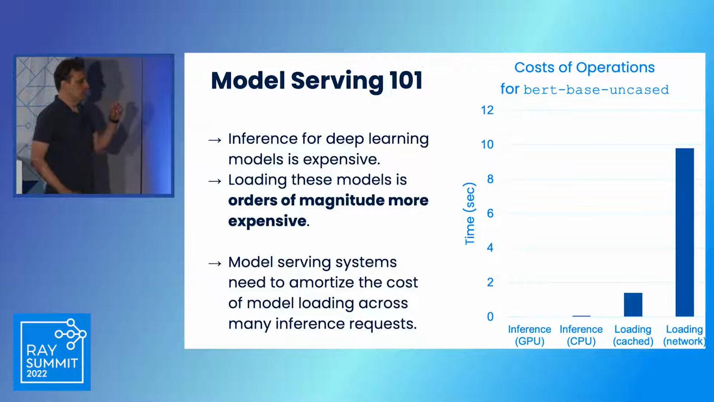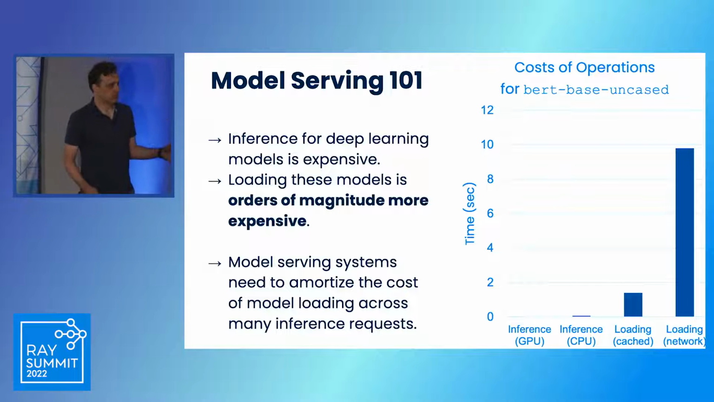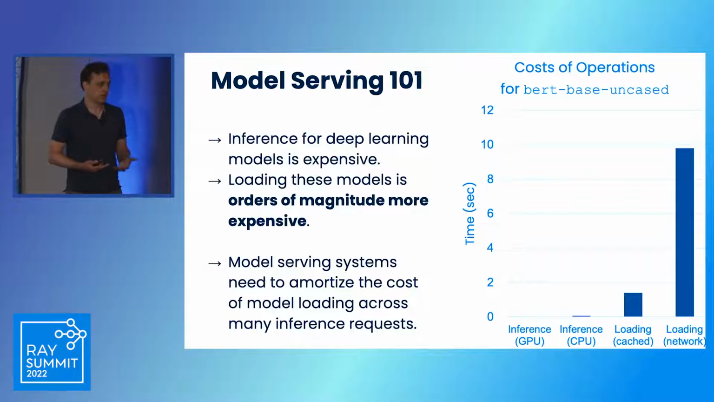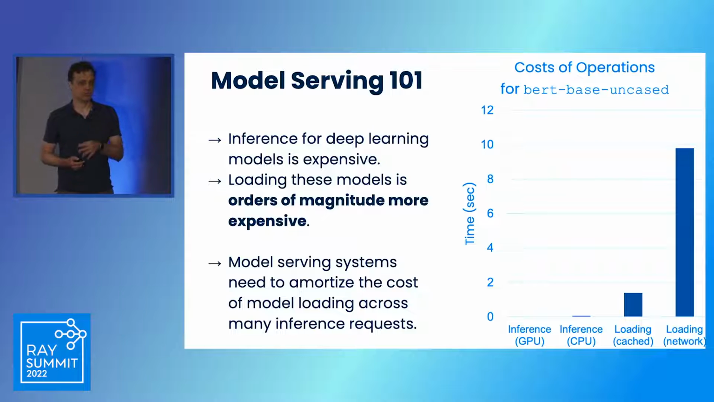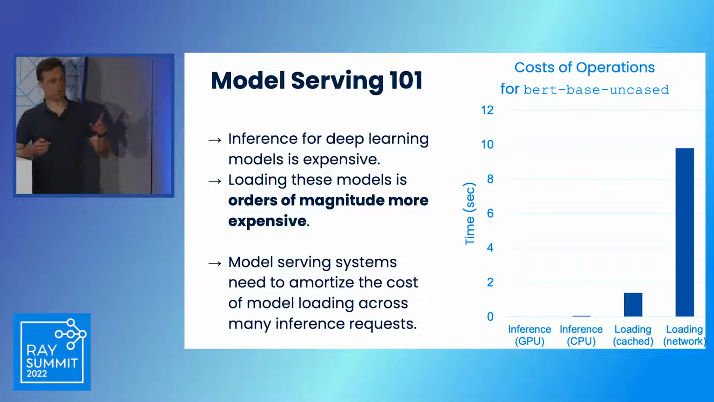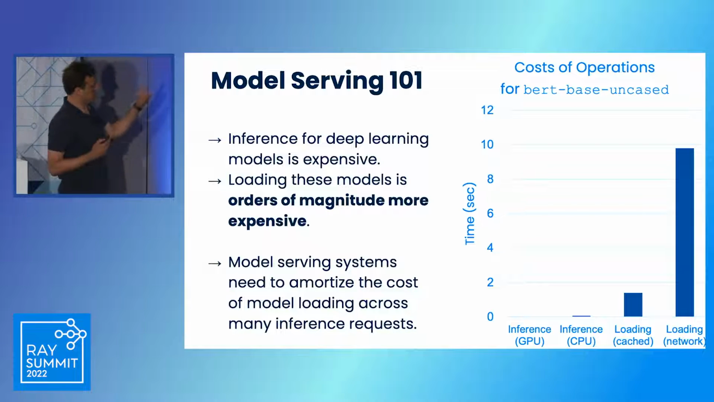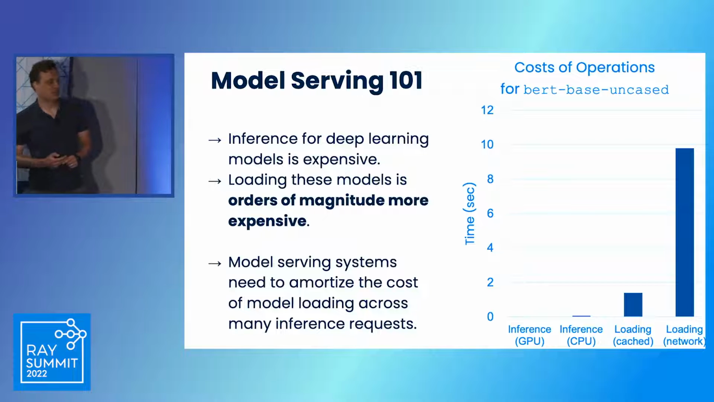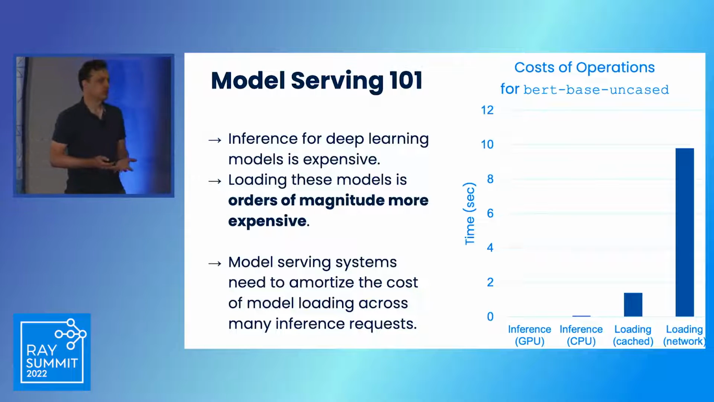However, it turns out that that first step of loading the model, just getting the model ready to run inference, is actually orders of magnitude more expensive for a deep learning model. I have a graph here over on the right-hand side of the slide that shows some timings for BERT-base.